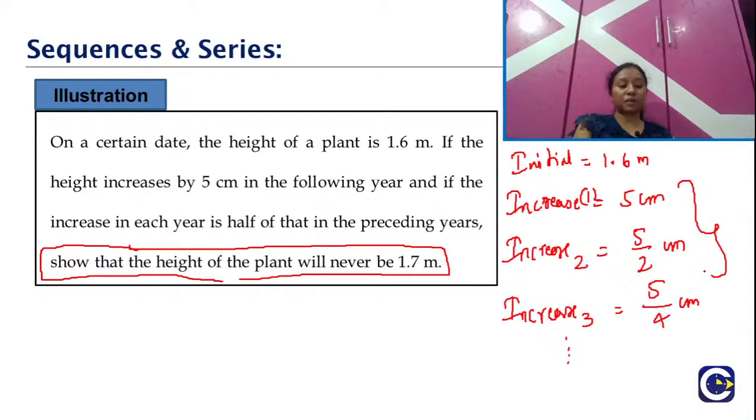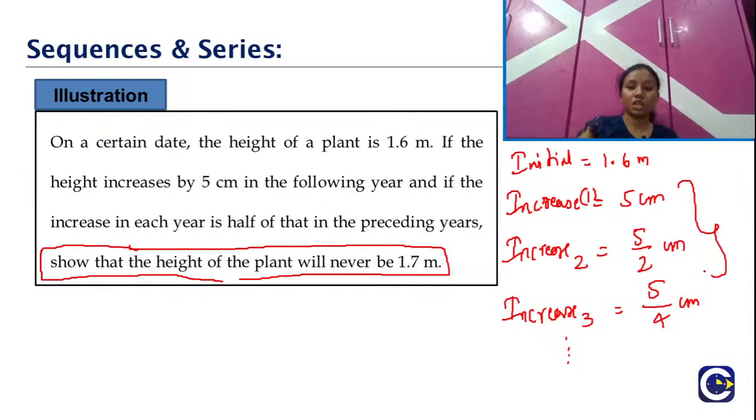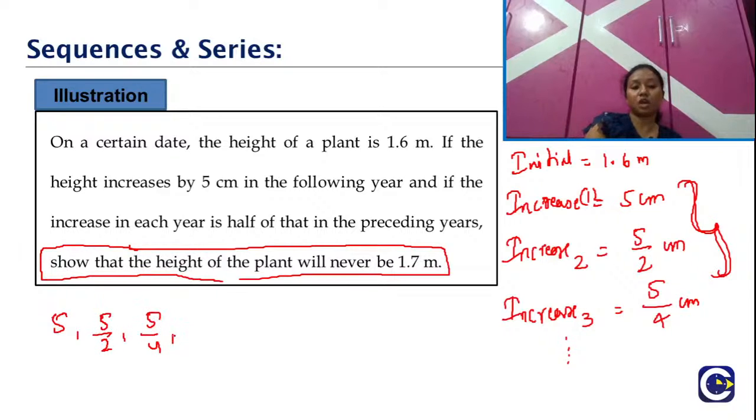So quickly try and apply this concept here. The only increase part here is related to our geometric progression, right, so you can identify this. That means our progression will be 5, 5 by 2, 5 by 4, 5 by 8 and so on until some n terms.